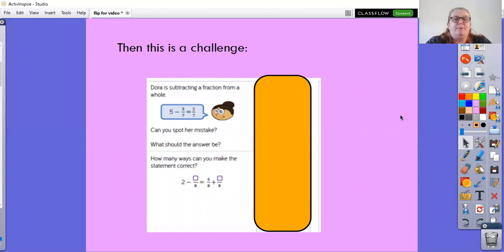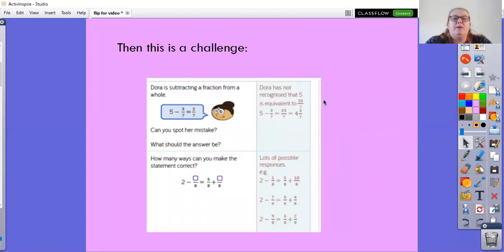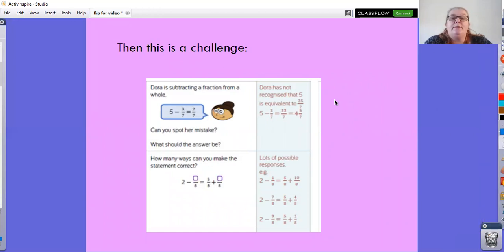Okay, so if you've had a really good go at these questions, get your coloured pencil or pen ready to mark off and see if you were right. So Dora has not recognised that 5 is equivalent to 35/7. So 5 take away 3/7 is the same as 35/7 take away 3/7, 35 take away 3 equals 32, so 32/7. And the bottom one here, how many ways can you make the statement correct? And these are the different ways of making the statement correct.